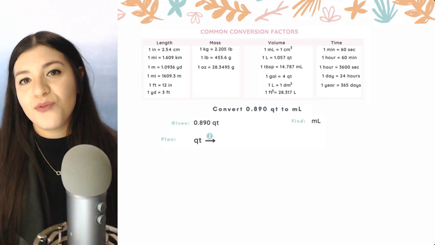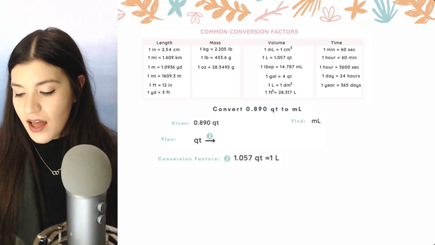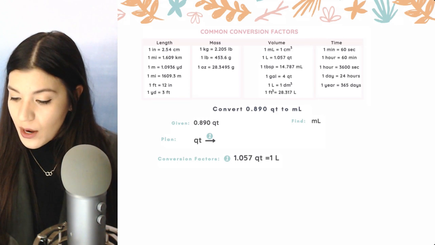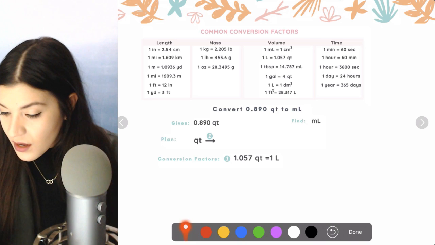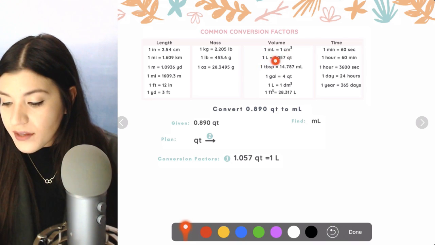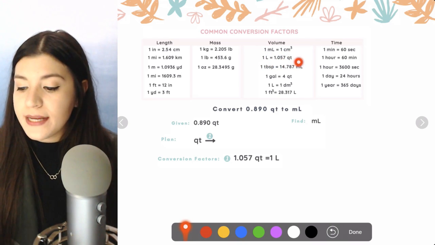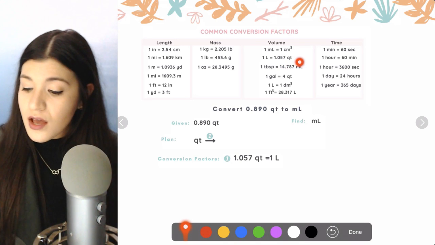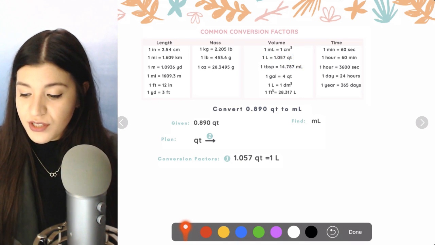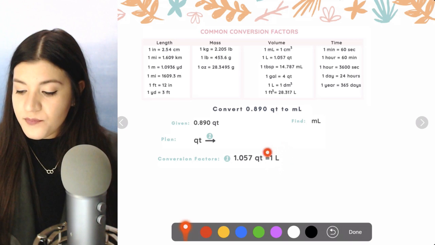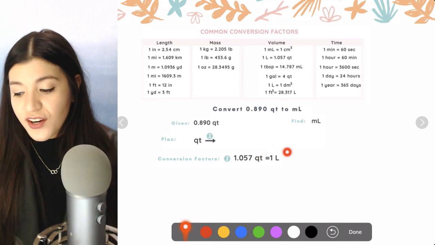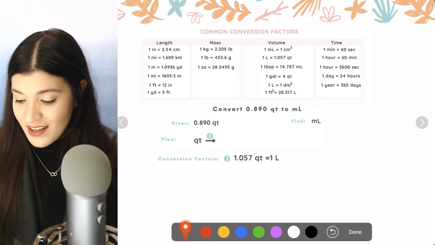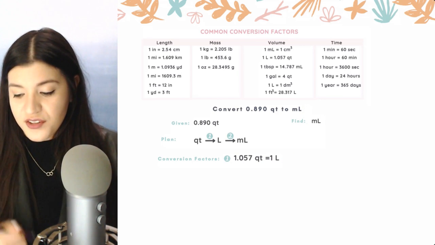We're going to start off with quarts, and then we're going to get to liters. How I was able to even figure that out was knowing, seeing right here that I know that 1 liter is equal to 1.057 quarts. So that's something that I definitely have to use to then get to liters. And now, knowing your metric system, we can go from liters to milliliters. And that's actually the next conversion factor in the next step.